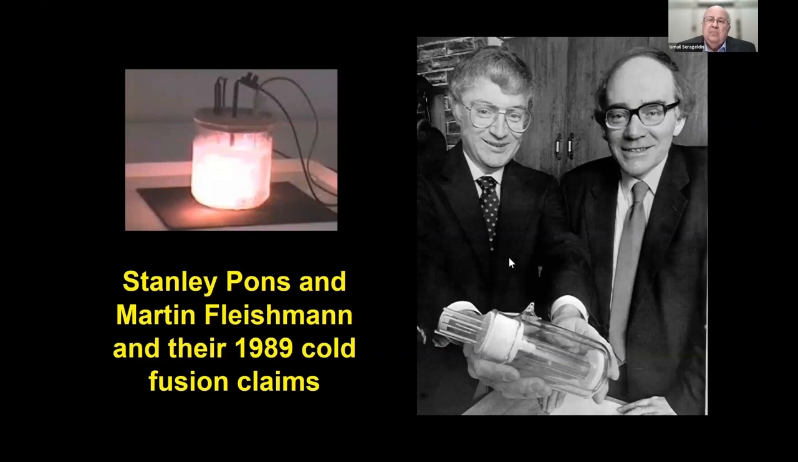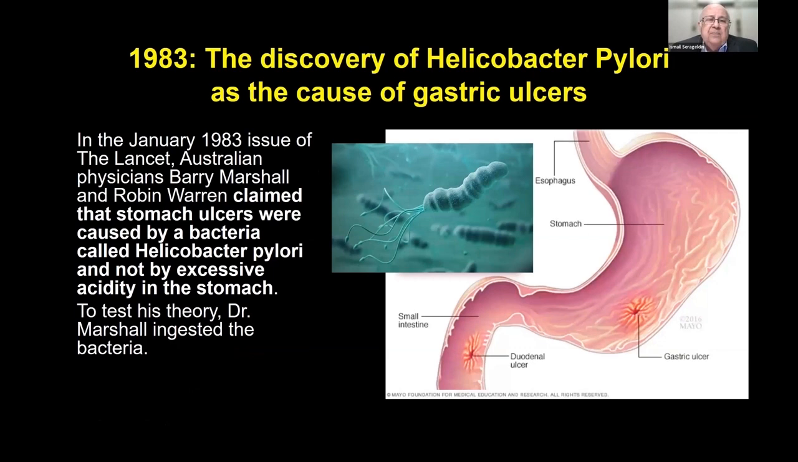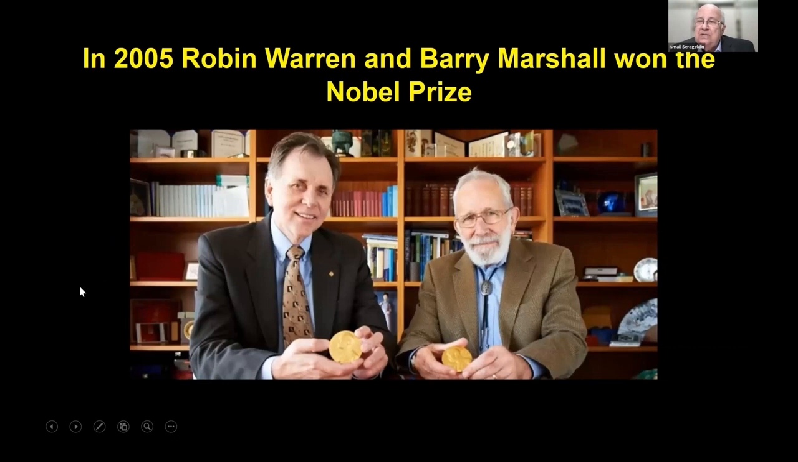More recently, eminent professors like Stanley Pons and Martin Fleischmann in 1989 claimed that they had achieved cold fusion in the laboratory, and there they are, and it received enormous publicity. This Time cover you can see here, but their experiments could not be replicated, and as a result, it fell by the wayside. On the other hand, claims that were considered very difficult sometimes, like Barry Marshall's and Robin Warren's claim that ulcers were caused by a bacterium, Helicobacter pylori, and not by excessive acidity and tension and all of these things, proved correct. In fact, Dr. Marshall ingested the bacteria to prove it, and they won the Nobel Prize for recognition that this claim, which seemed so difficult compared to the accepted view in medicine, was true.